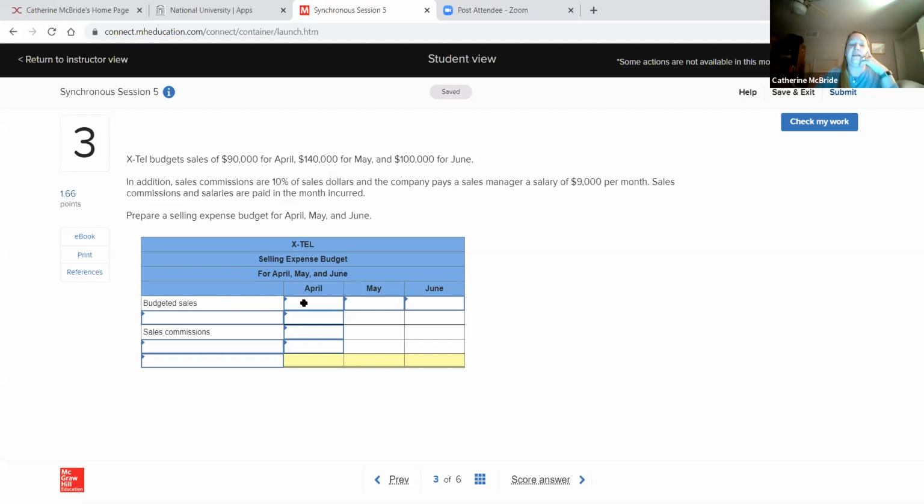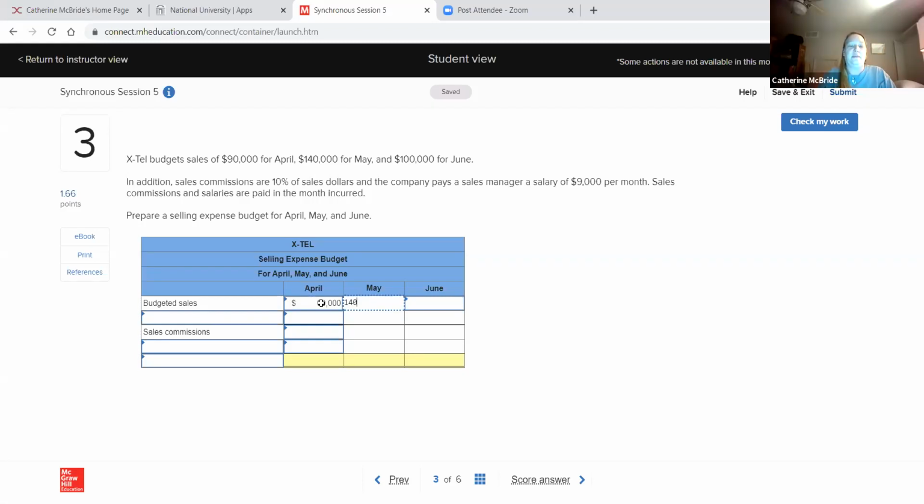This is a selling expense budget. So now we know what is coming in. Now we want to figure out, based on what we're selling, how much is our selling expenses going to be? Now, this is not the materials expense. This is expenses for things like the sales department, commissions, things like that. So we have budgeted sales of 90,000, 140,000, and 100,000. So we're going to throw those in.